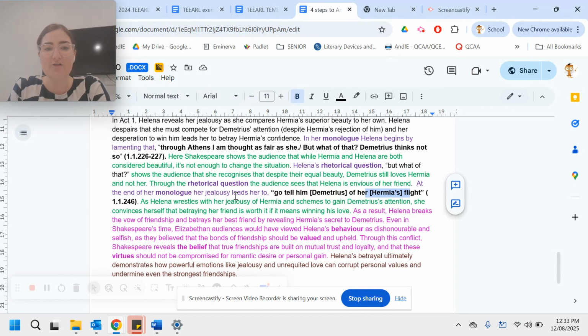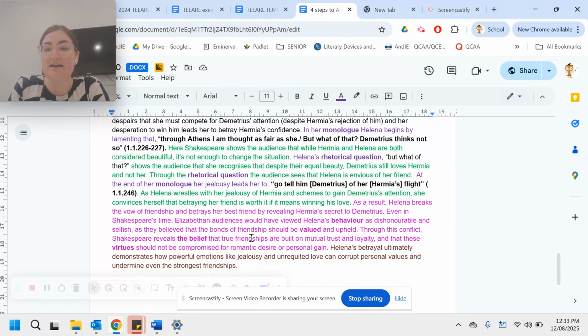So I'll read that part again. Through the rhetorical question, the audience sees that Helena is envious of her friend. At the end of her monologue, her jealousy leads her to go tell Demetrius of Hermia's flight. Now, the flight means that she's not taking a plane. Planes didn't exist. It means she's going to run away, okay, to take flight, to run off.